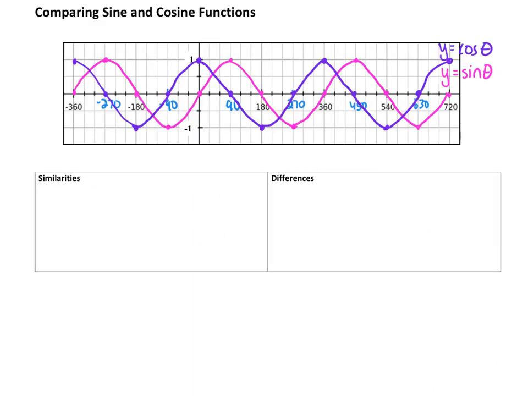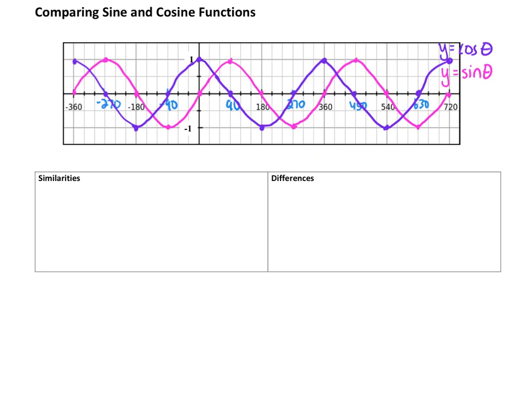So now let's just quickly discuss the similarities and differences between these two functions. As you can see, they look very similar. In fact, you might even notice that the cosine function is just a transformation of the sine function. It's just been shifted 90 degrees to the left, or you could say it's been shifted 270 degrees to the right. And we do actually call both sine and cosine functions sinusoidal functions. So there are quite a few similarities that we are going to list.